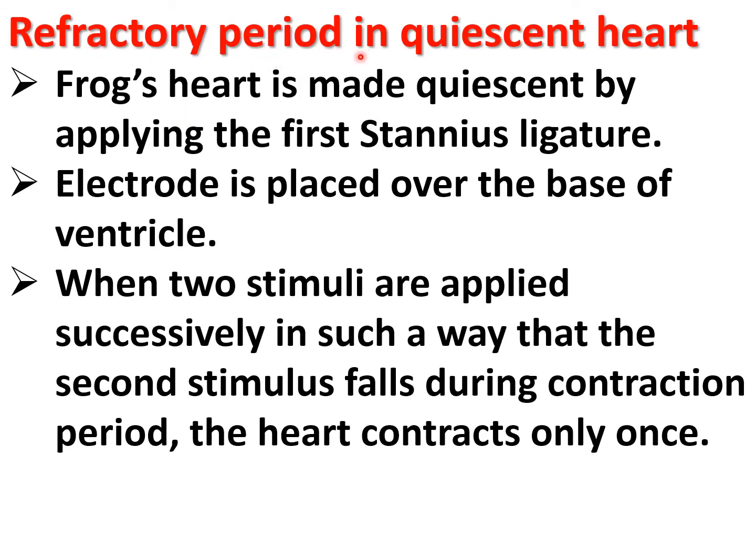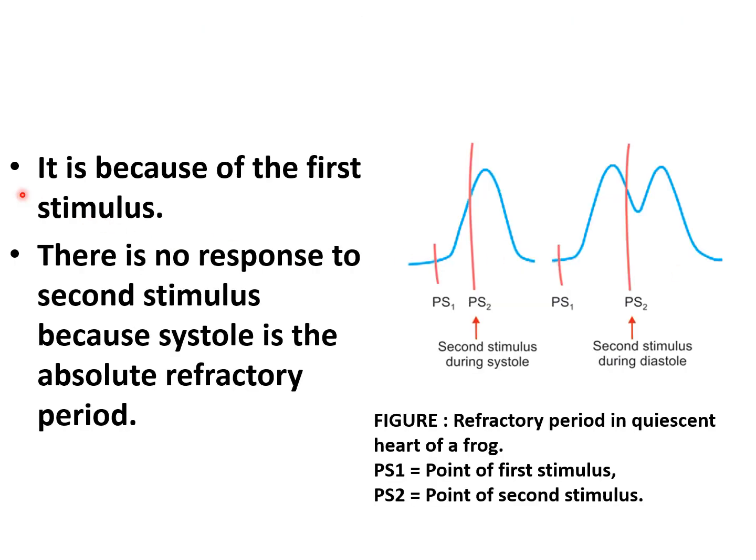Then refractory period in quiescent heart. Frog's heart is made quiescent by applying the first venous ligature. Electrode is placed over the base of the ventricle. When two stimuli are applied successively in such a way that the second stimulus falls during the contraction period, the heart contracts only once. And it is because of the first stimulus. There is no response to the second stimulus because the systole is the absolute refractory period.